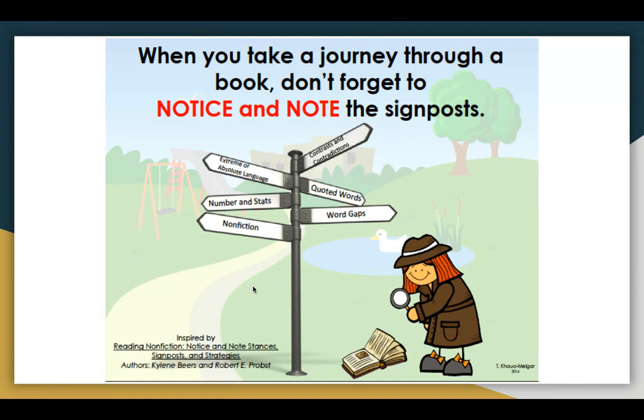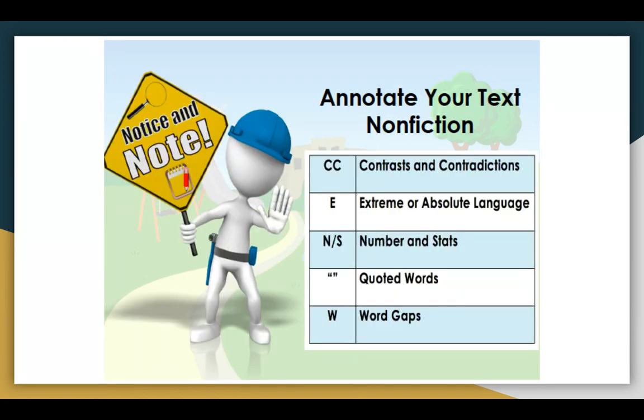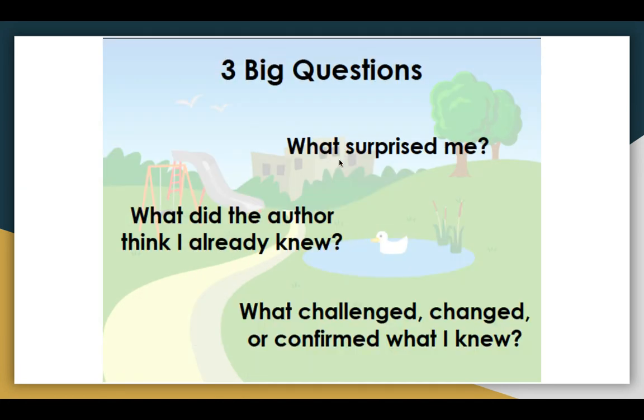When you take a journey through a book, don't forget, notice and note the signposts. When we do our nonfiction reading, which is what we're going to be looking at after we're finished with this writing unit that we're in right now, you can annotate your text. We've got little abbreviations for the signposts that we're going to be learning about, and that's how you would actually write on the text or note them in an electronic copy.